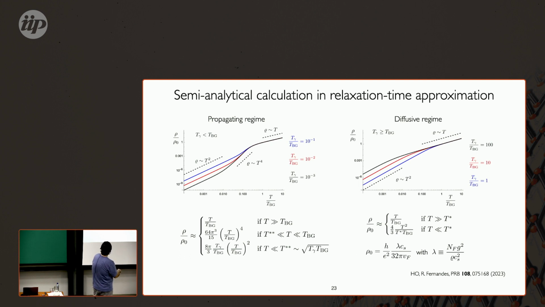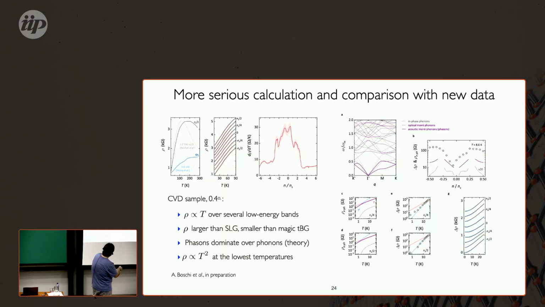You can do a lot of calculations in this toy model that I showed. You can do analytical estimates. And we did numerics to understand data in minimally twisted samples of 0.4 degrees. And the theory works pretty well. This is the phason, this is the phonon contribution to resistivity, phason wins. Dependence with density is okay, these are experimental data.